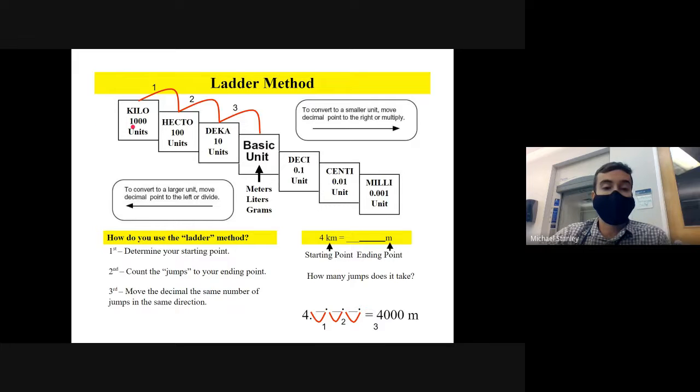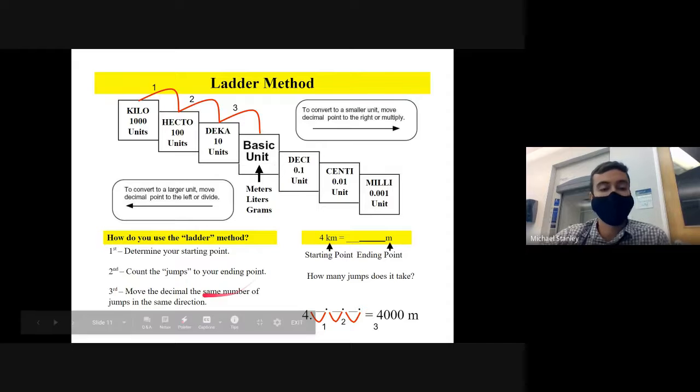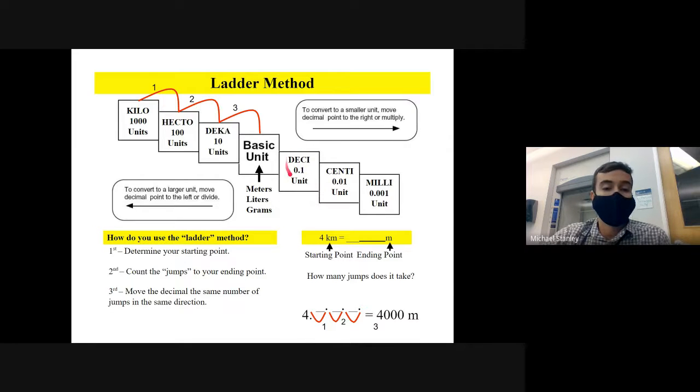So starting, ending. All right, got that figured out. Next step. We're going to jump from the starting point to the ending point, hitting each one of these boxes in between. So these other guys that are in here that we haven't really talked about yet, they're kind of lesser used measurements. Scientists don't really use them at all when they are measuring volume or length or mass.